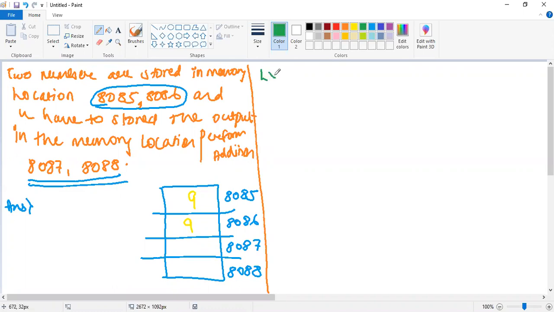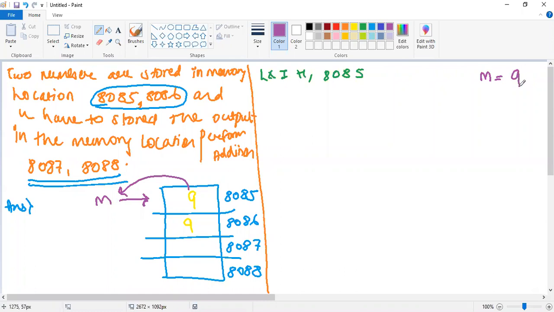See, your first step is what? LXI H, 8085. So try to understand the meaning of this statement. Okay, so this means what? Your M will point here. So in my M, this content will be copied. So in my M, the value will be 9.